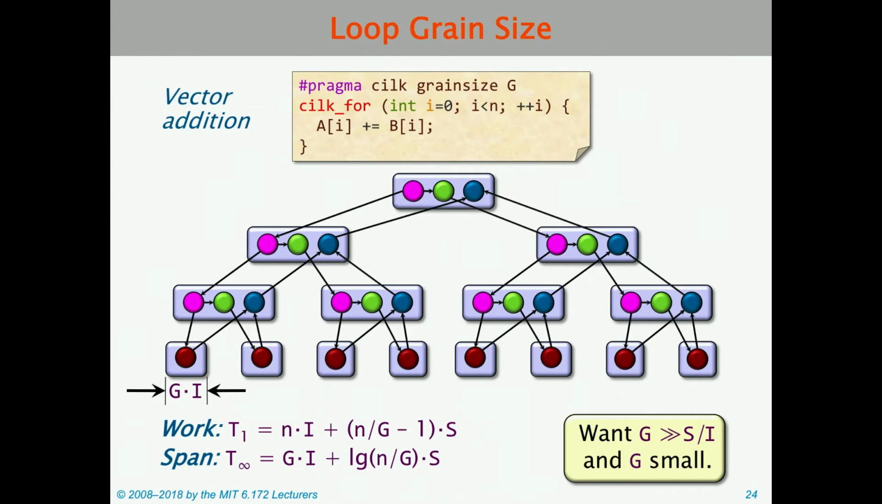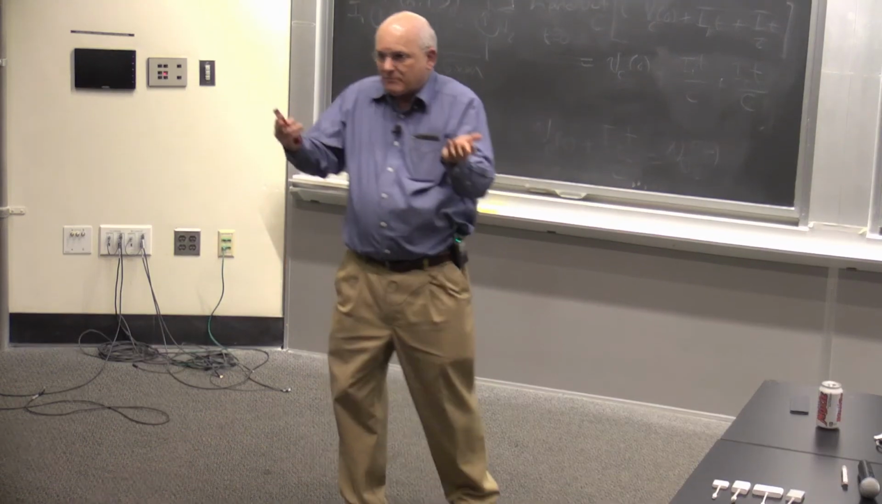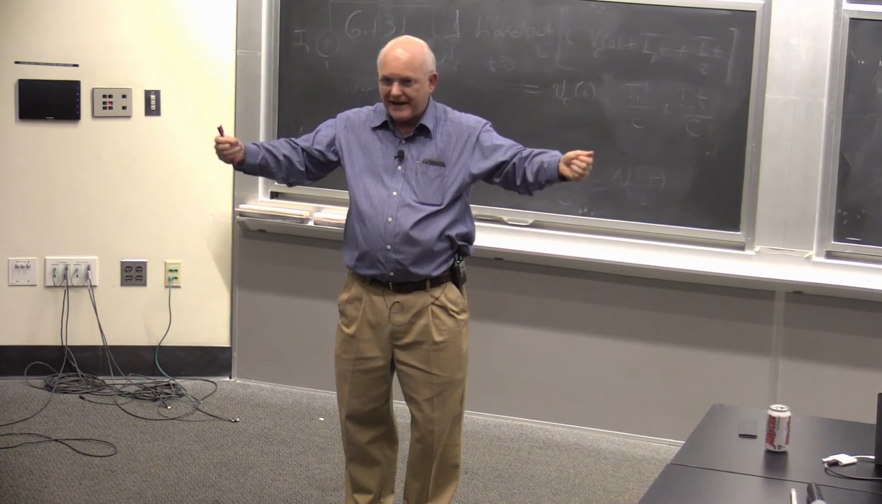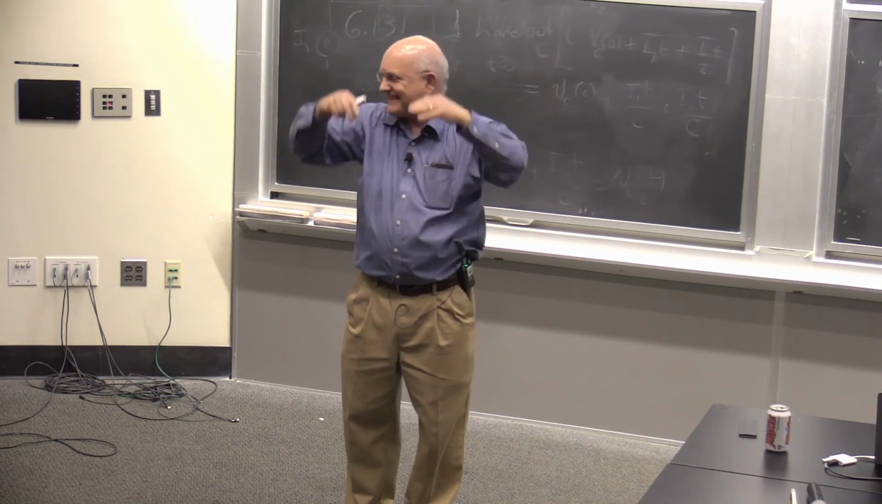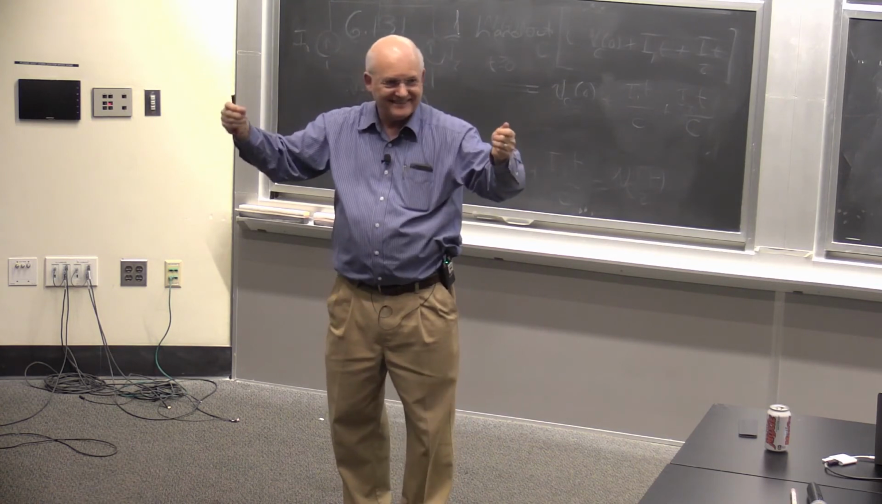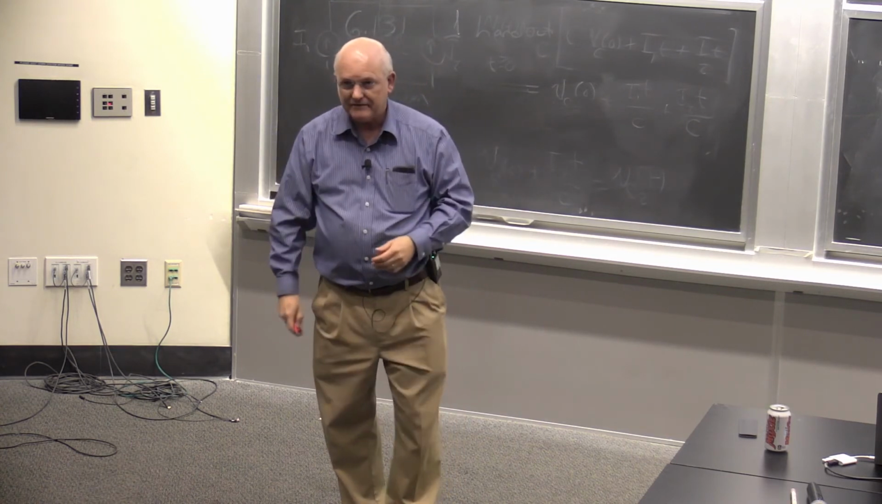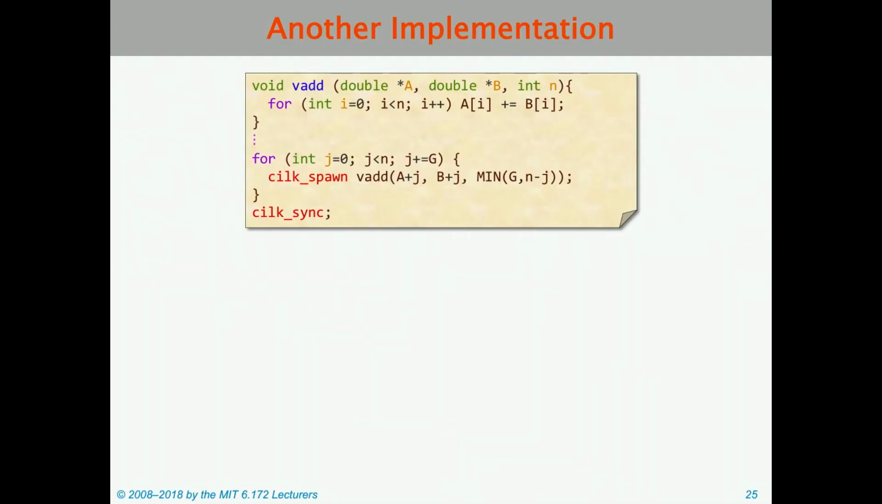How are we doing on time? I'm going to get through everything that I expect to get through despite my rant. Does that make sense? We want G to be much greater than S over I. Then the overhead is going to be small, because I'm going to do a whole bunch of iterations that make that function call just, who cares? That's the idea. So that's the goal.